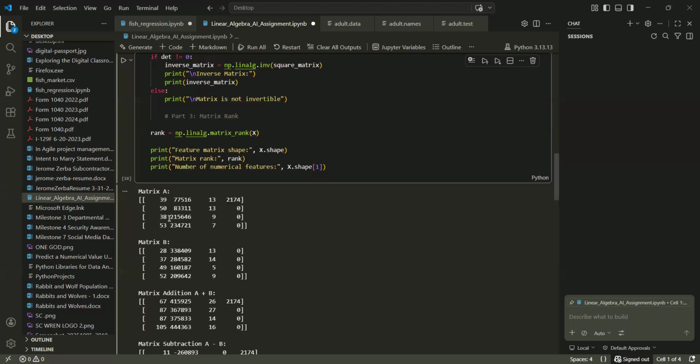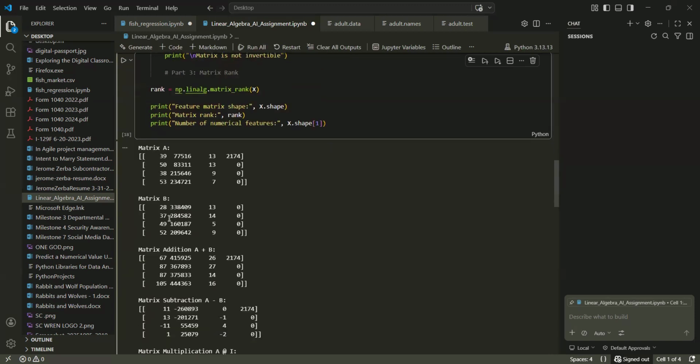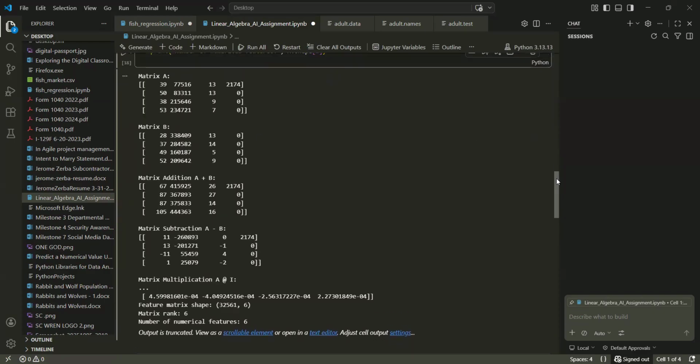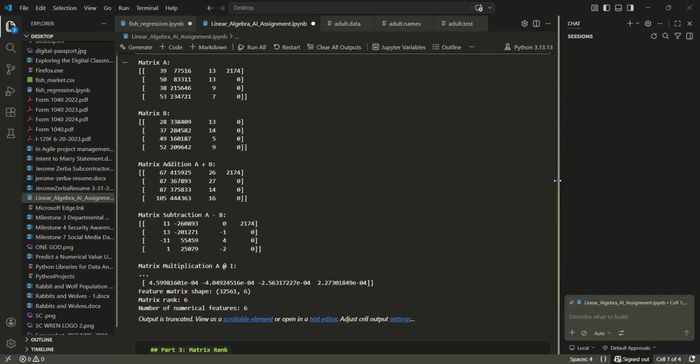And after entering that code, my output becomes this right here: Matrix A, B, and the matrix addition, the subtraction, and the multiplication.